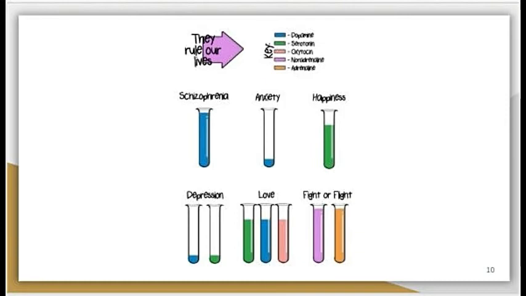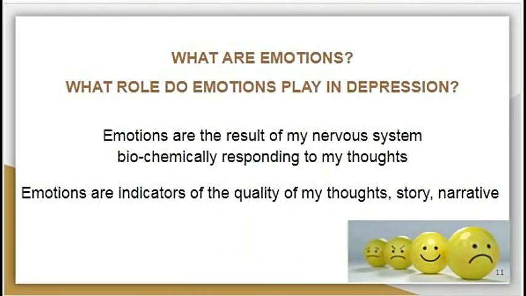We're going to look at emotions. What are emotions and what role do emotions play in depression? Dealing with depression, the number one emotion that the individual feels would be sadness, feeling low, feeling negative. What are emotions? Emotions are the result of my nervous system biochemically responding to my thought. We've looked at that, and it's worth repeating.